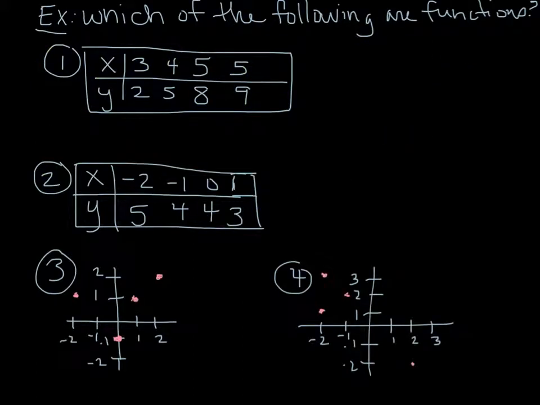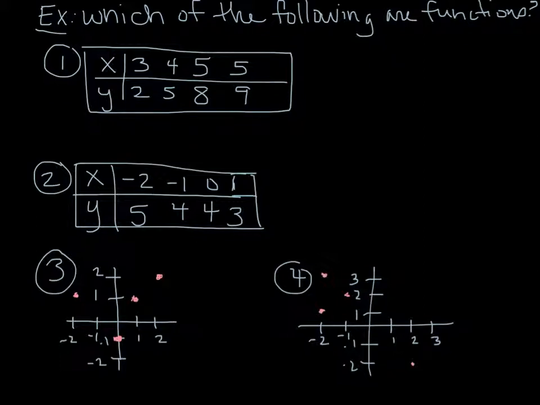So let's do some examples. I'm going to ask you which of the following are functions. And actually, I'm going to add something to the directions. If something is a function, we're going to find the domain and the range. So remember, once again, a function has exactly one output for every input, exactly one y value for every x value. So in this case, we have three possible x values. We have 3, 4, and 5 for number 1.